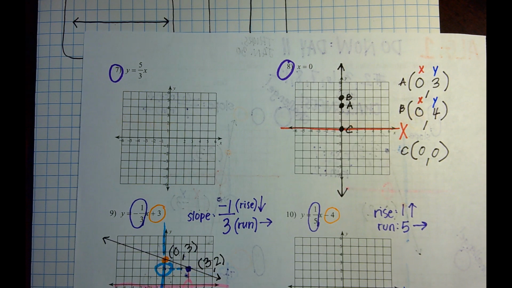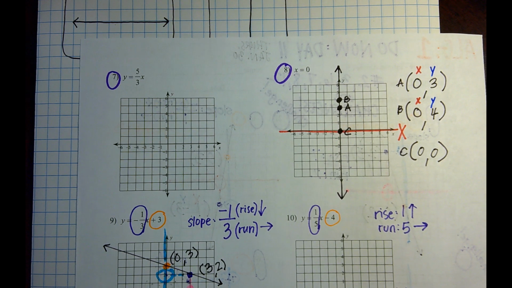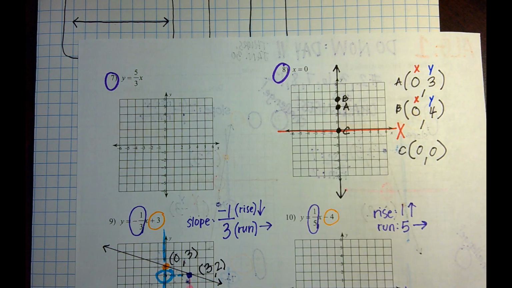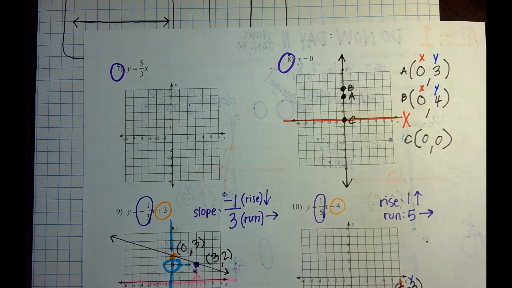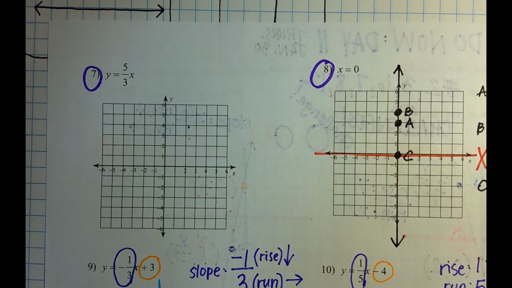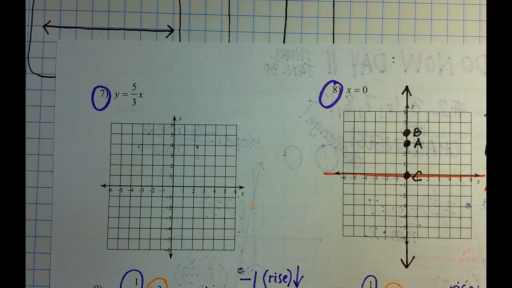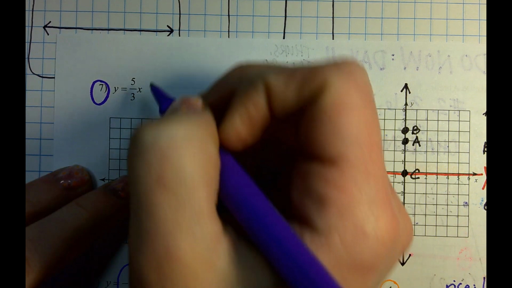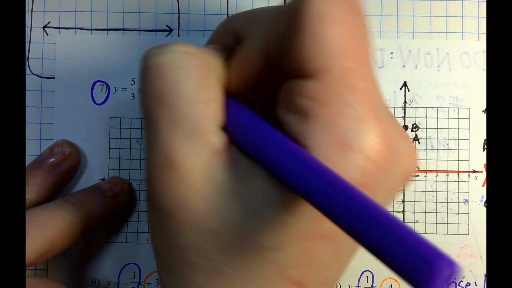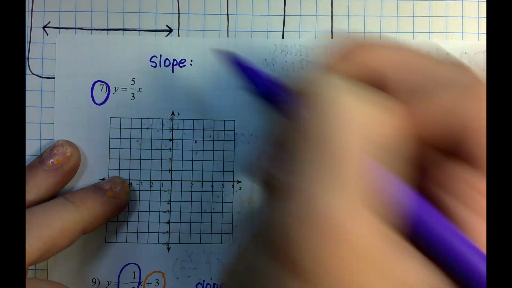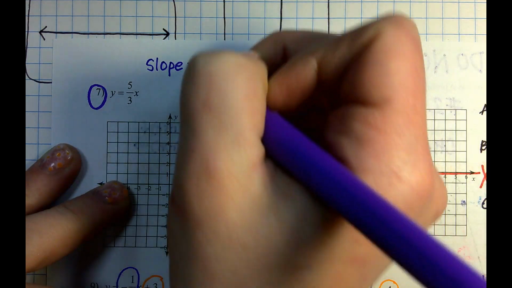So, in most equations, especially in slope-intercept form, you have a slope, which is the number right before the x, and then your y-intercept. It's whatever number's at the end, plus something or minus something. What's missing in number 7? The intercept. We don't see an intercept. We have a slope, so let's go ahead and label our slope. I know my slope is 5 over 3.